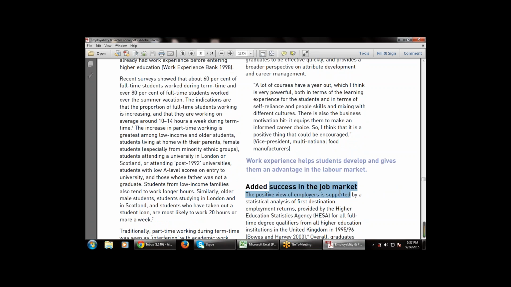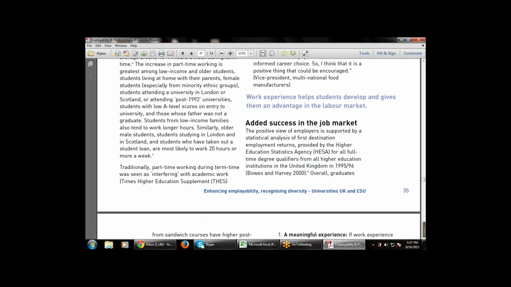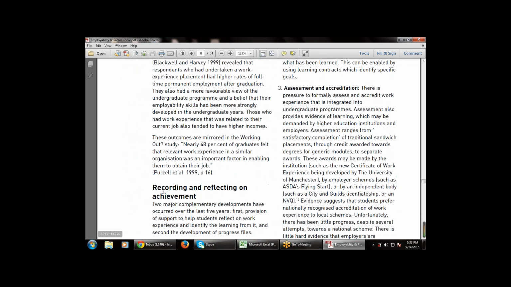Then added success in the job market is also an impact that is supported by the employers. The next is recording and reflecting on achievement, that is how to record and reflect on an achievement. That is the main goal. Two major complementary developments have occurred over the last 5 years.